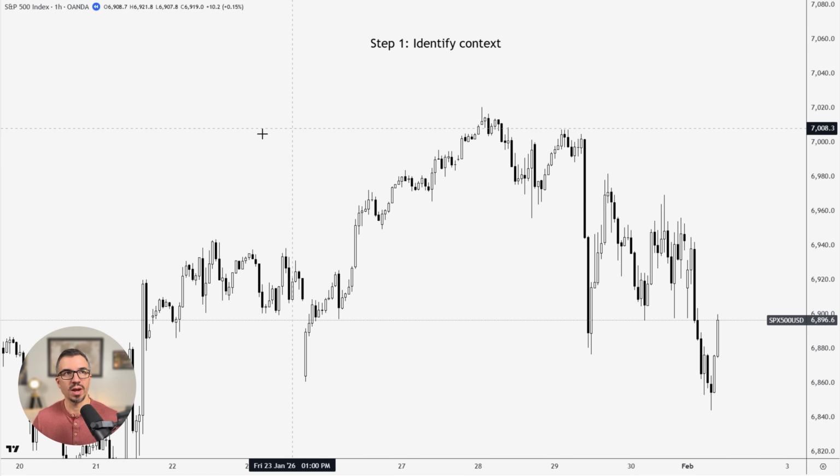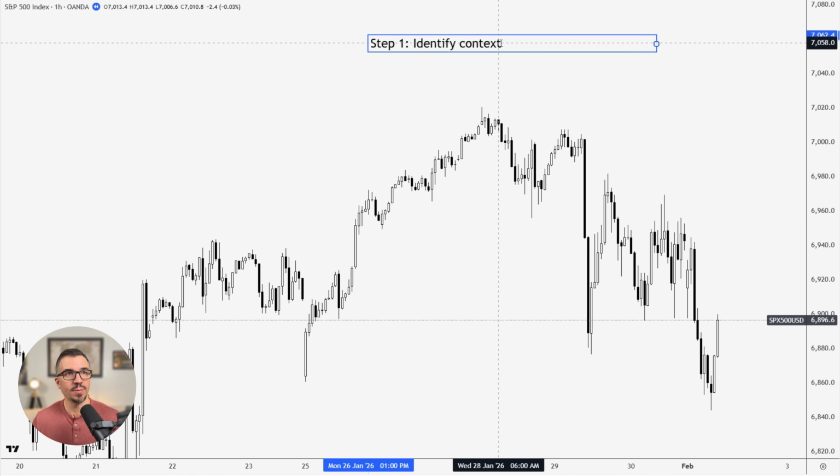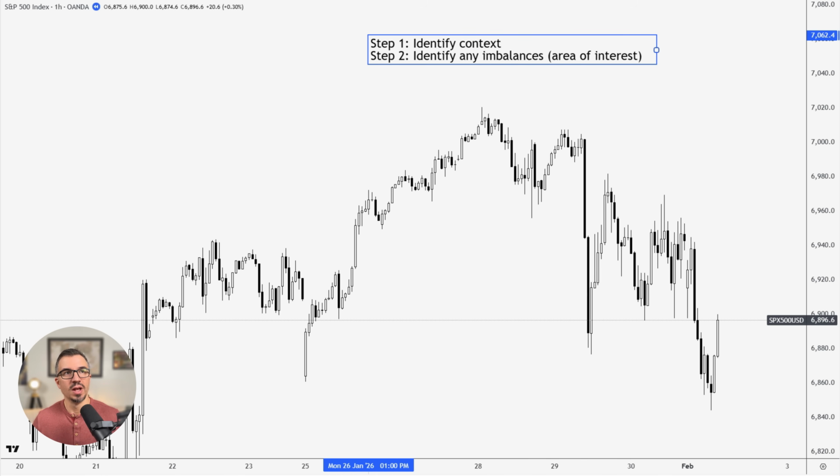Because when we're looking at a market, the context is what's going to tell you essentially the story of the market, what's been happening for the past few weeks and even months. So step 1 is going to be identify context. Now, step 2 is going to be to identify any imbalances, and we're going to call this area of interest, okay? So this is the area where I want to potentially do business, okay?